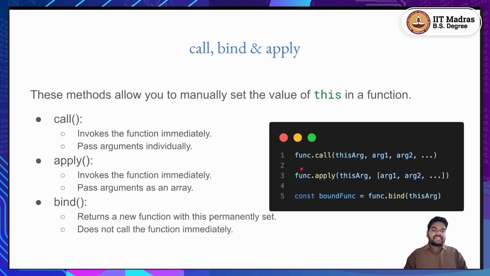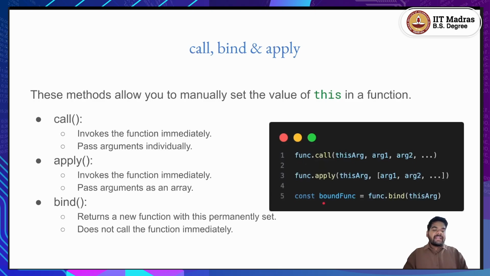Here, look at the syntax, how it's being called. The function that you want to call, you say function dot call, and the arguments you give using comma separated values. When using apply, you give arguments as an array. The first argument will always be the this context that we want to keep in the function, and both of these, call and apply, invoke the function immediately.